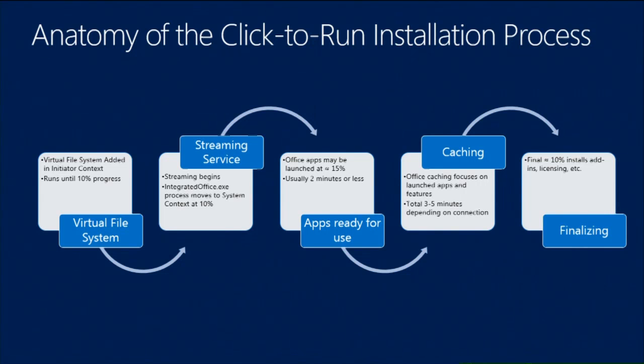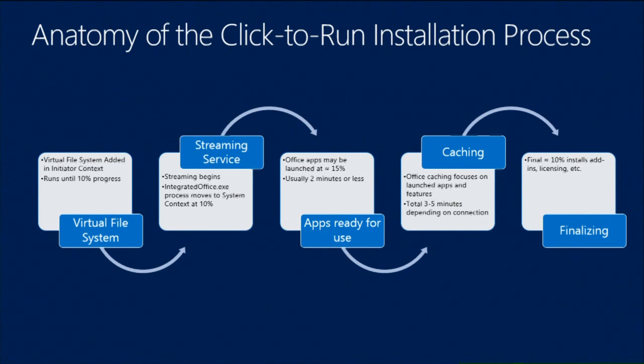After we're fully cached, it's usually about 3 to 5 minutes, depending on how fast your network connection is. If you're on a really slow network, obviously it's going to be longer. But we tested about 6 megabit per second network speeds, and we're seeing usually somewhere in the 5-minute range to get Office fully cached.